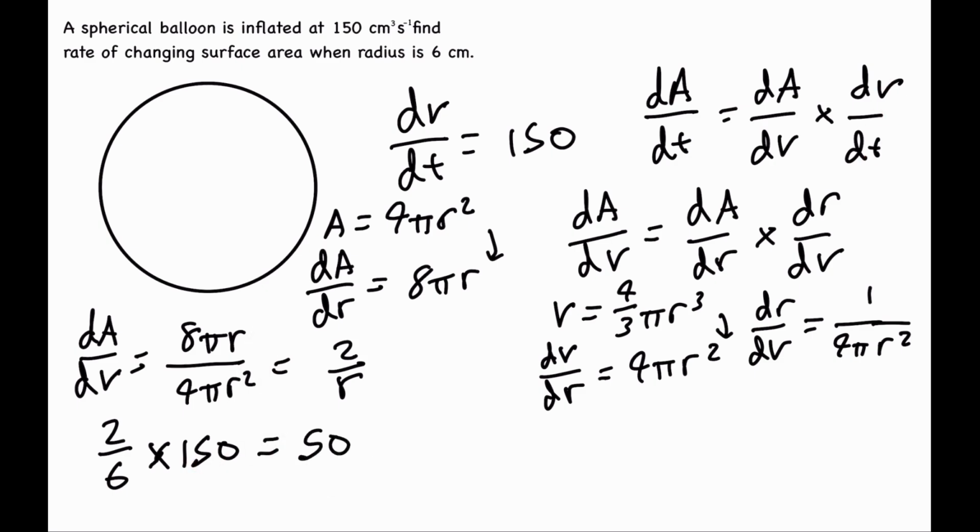So the rate of change of the surface area in terms of time is 50 centimeters squared, because it's area, per second, and that's how you get it.